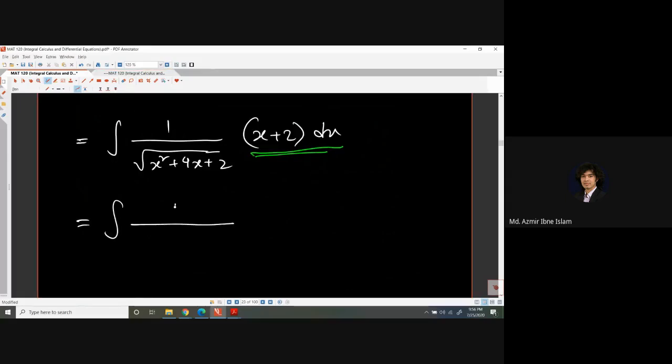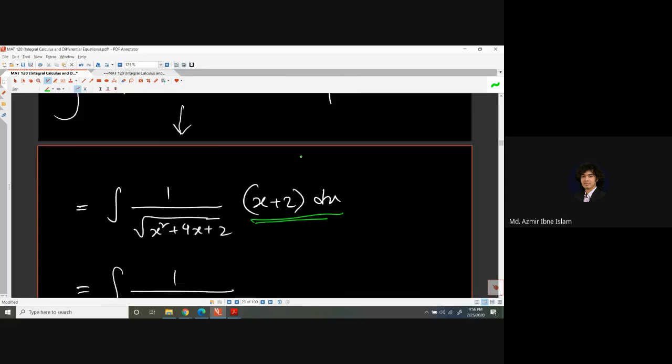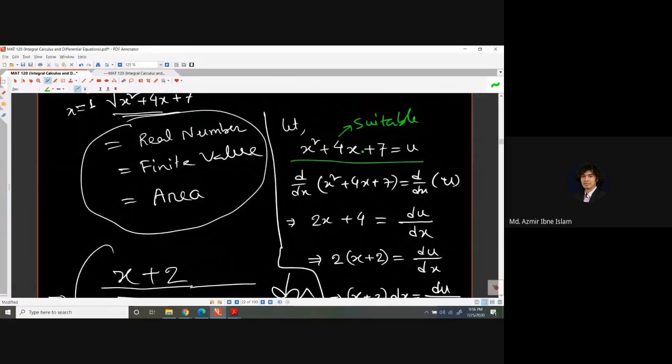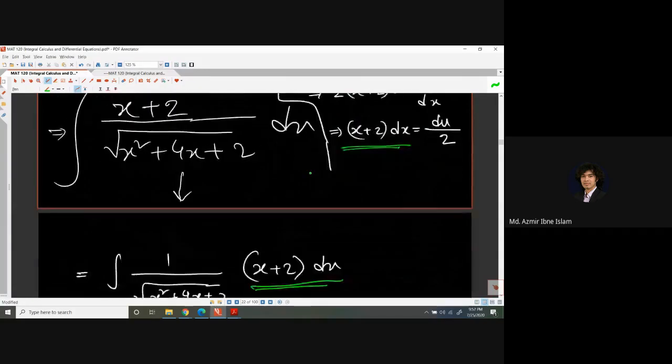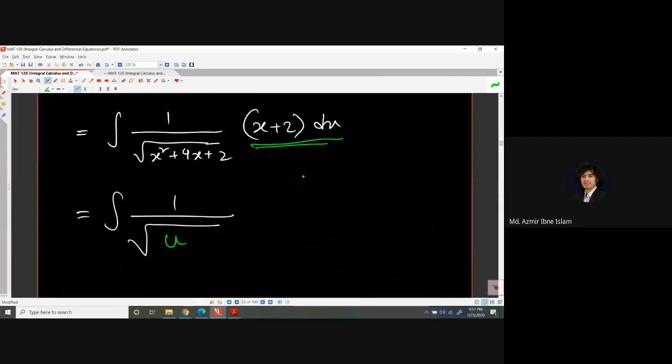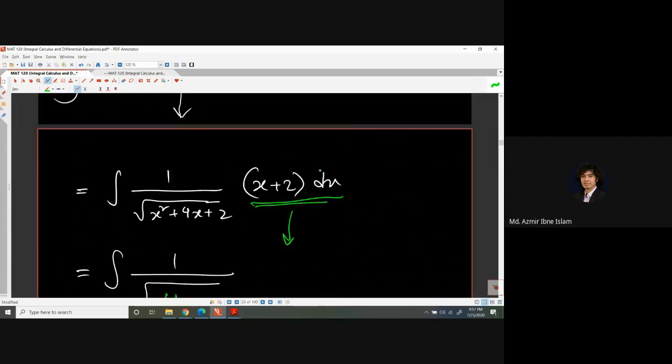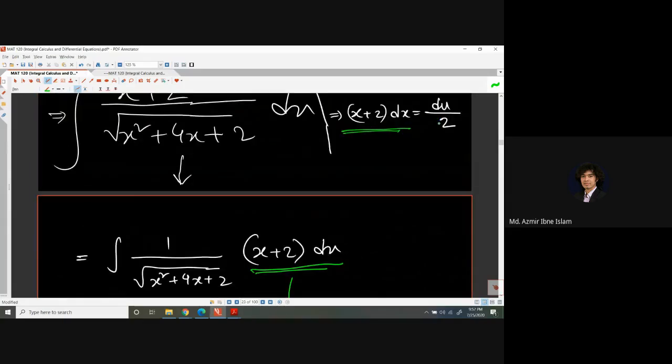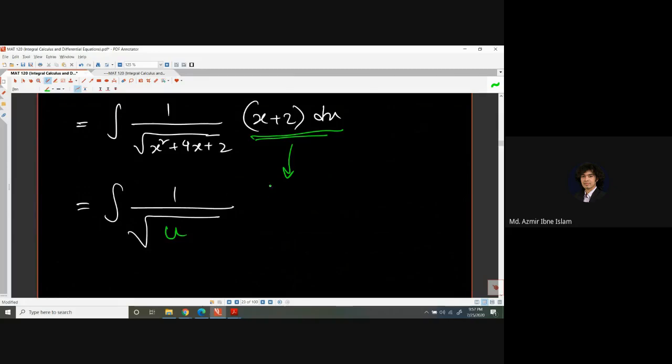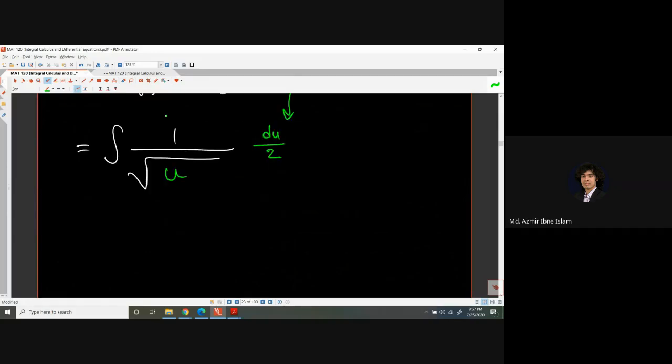So the integration of 1 over square root of, we have already considered this part as u. Okay, so I am writing u here. That means we have considered x squared plus 4x plus 7 as u, and this part, x plus 2 dx, is du over 2. So it is du over 2. Now let's try to solve this integral.